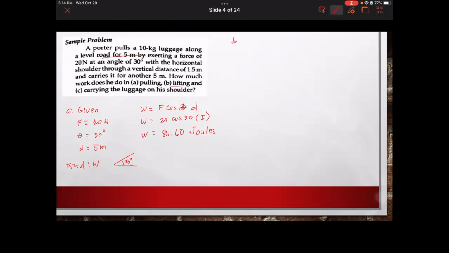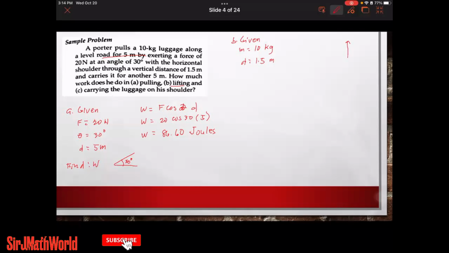Okay, dito, B is for given natin dito. Given natin is magkakaroon tayo dito ng mass, which is equal to 10 kilogram. Tapos, yung D is 1.5 meters. So, ito ay lifting, ito ay binuhat. So, therefore, the direction is going upward. The given that we have to find is find for the W or for the work.